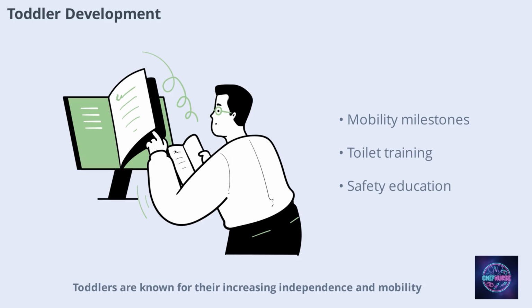Toddlers are known for their increasing independence and mobility. Key milestones include running, climbing, and beginning to use simple sentences. Toilet training typically starts during this period. The NCLEX may ask about safety concerns, such as preventing falls or choking hazards, as toddlers explore their environment. Nutrition transitions to solid foods and picky eating is common. Understanding these changes helps you answer questions about anticipatory guidance and parental education.